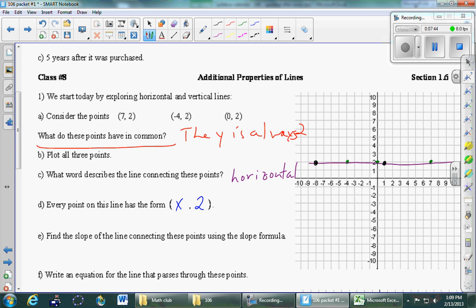Okay, let's find the slope of the line connecting these points. Go ahead and pick 2 points. For example, you could pick these 2 points right here. Do the slope calculation, and let's see what we get.